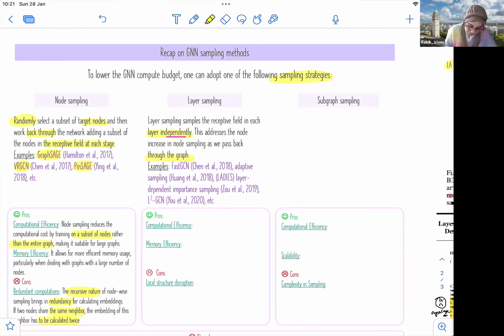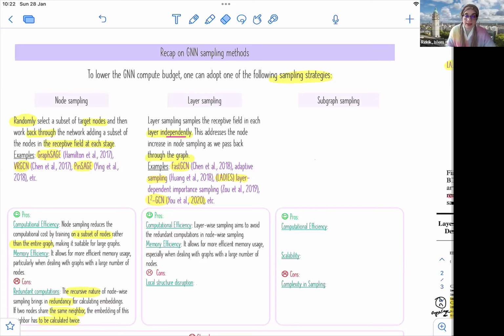There are many examples, like FastGCN, adaptive sampling, layer-dependent importance sampling, and L2-GCN. There are lots of works, and it's an ongoing area of research how to improve layer sampling methods. In terms of computational efficiency, layer-wise sampling avoids the redundant computations of node sampling, so that's better than the first one. In terms of memory, it allows more efficient usage, a bit better than node sampling.